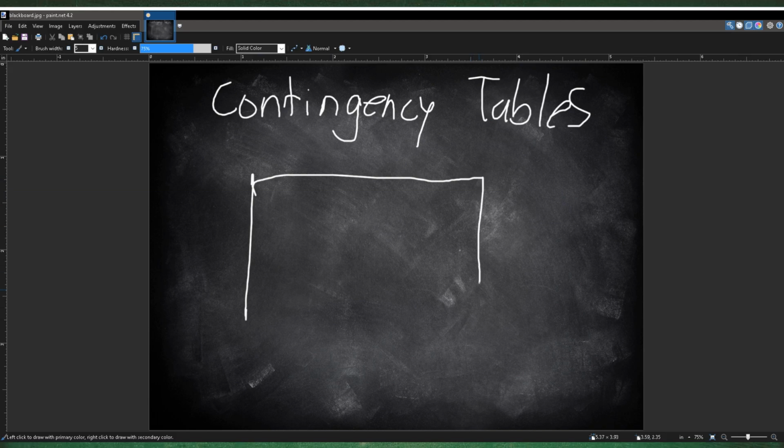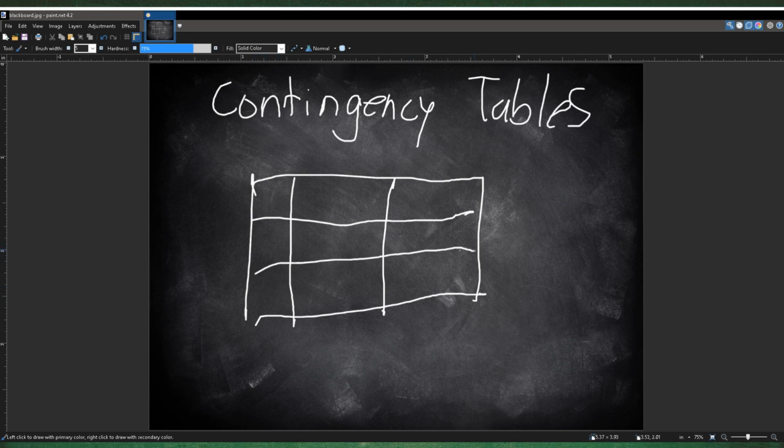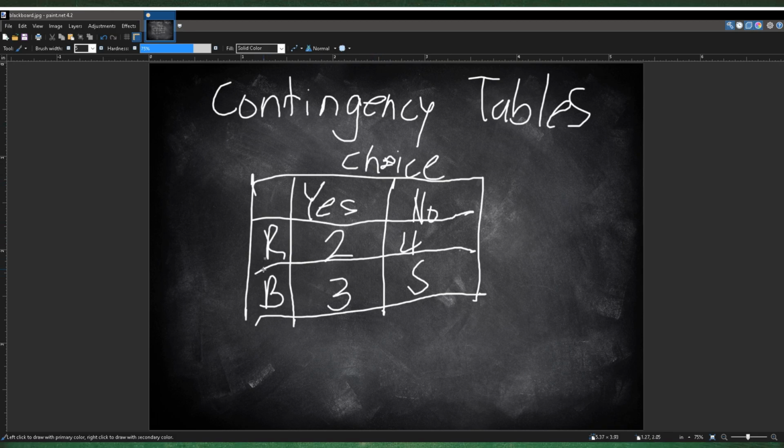So let's say you have a chart like this. We split it right here. We could have yes, no, and then red and blue, and then 2, 3, 4, 5. So there are 2 variables: yes or no, so let's call this choice, and color, which is red or blue. This becomes a contingency table because there are 2 variables, choice and color, and each has some kind of number. It's basically just a frequency table with 2 variables.